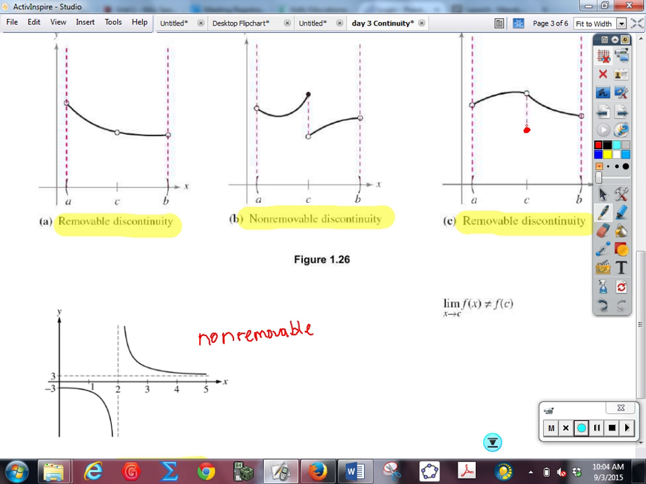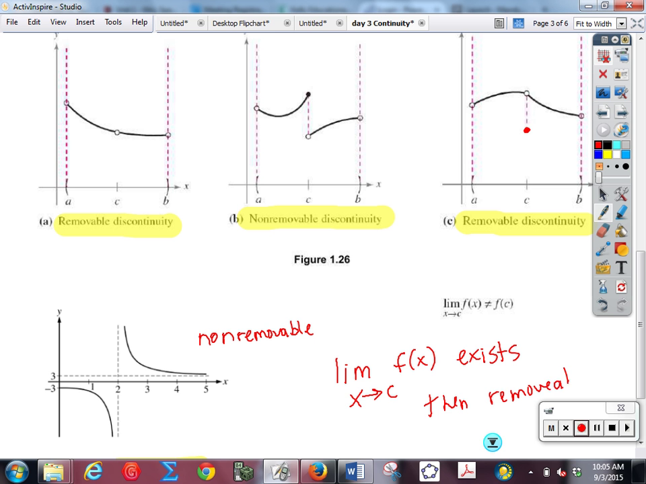So pretty much, if you look at it, if the limit as x approaches c of f of x exists as a number, not as positive infinity, but if it exists as a number, then it is removable.